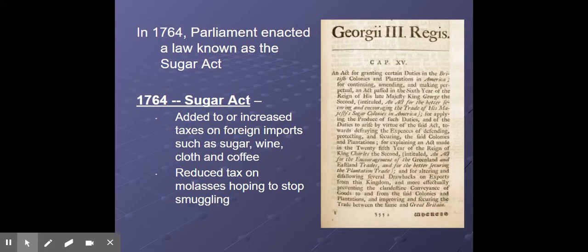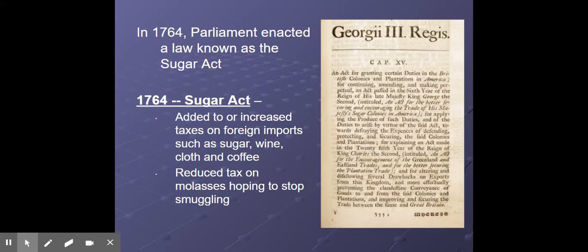We're not stupid, okay? You're dropping the tax on one product and raising the taxes on other things like sugar, wine, cloth, and coffee, okay? So don't pretend that this is something good. Plus, the tax on molasses is still there. You're just decreasing it, okay? So not only are we upset about being taxed, but we're upset that Britain is trying to pull something over on us, okay, by focusing on the fact, oh, look, we're dropping the tax on molasses. No, you're not. You're raising the tax on everything else.